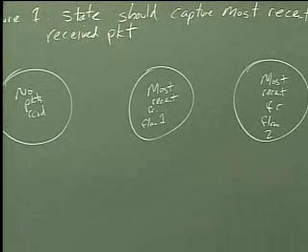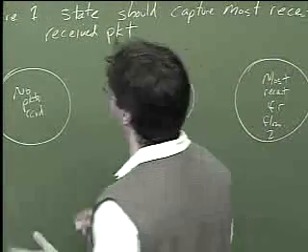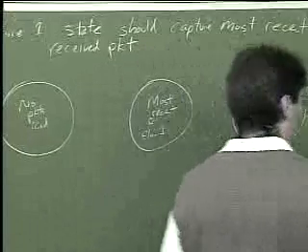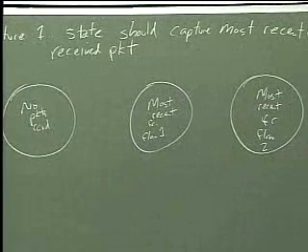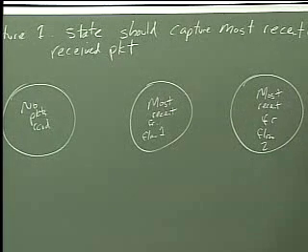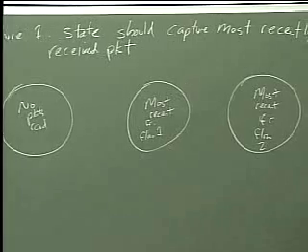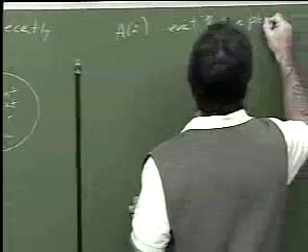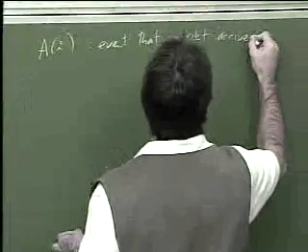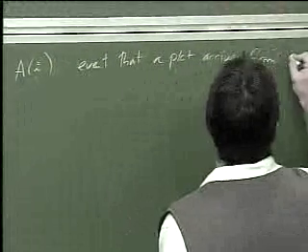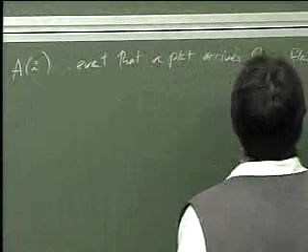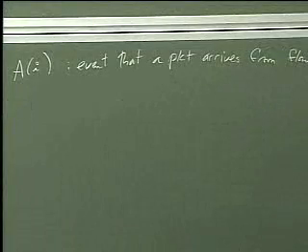So suppose I'm in this state. Let me define some functions that we use for transitions. A of I is the event that a packet arrives from flow I.